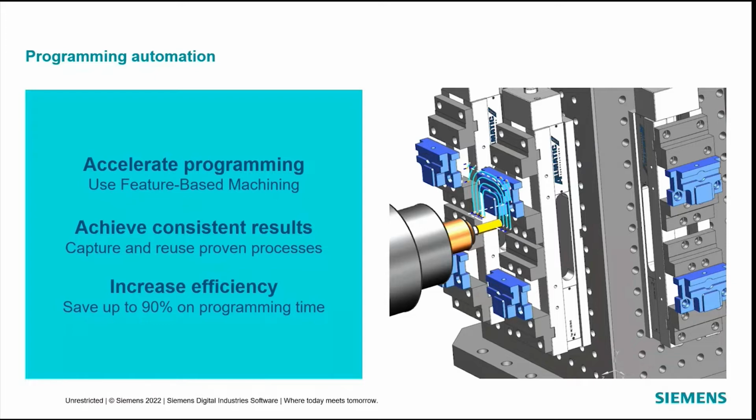And we see across many industries with that, we see an increase in efficiency and in programming time, saving up to 90% of the time it takes to program a part by hand, even inside of a CAM system, by just using automation and feature-based.